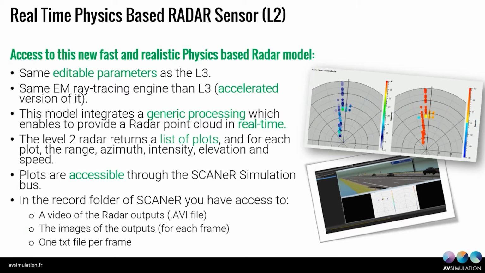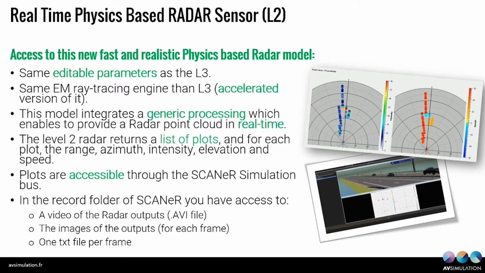So as you can see, because we are doing an accelerated version of the ray tracing, and also because we have the generic processing, the big difference is the output, which is not a raw Doppler map but this list of plots, and also we are in real time. The level 3 was not in real time. The level 2 is in real time.